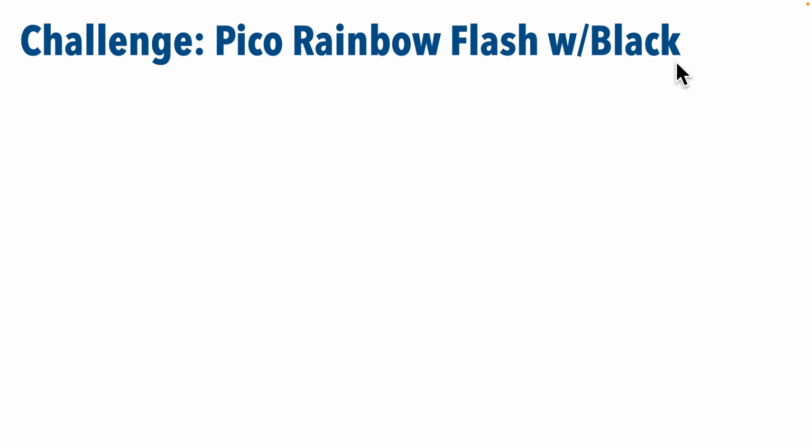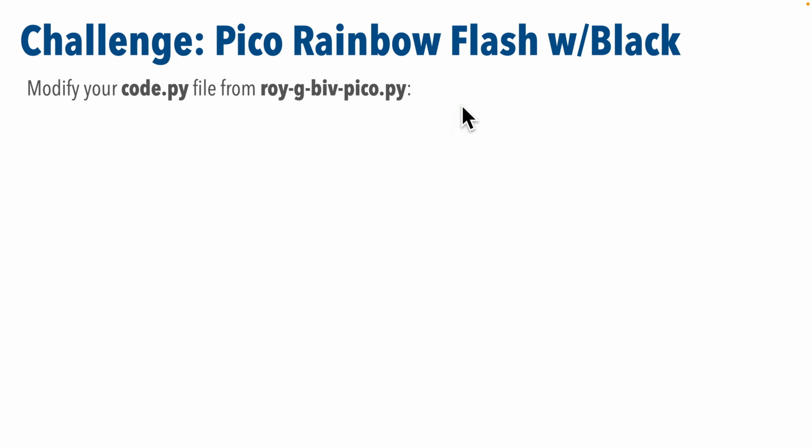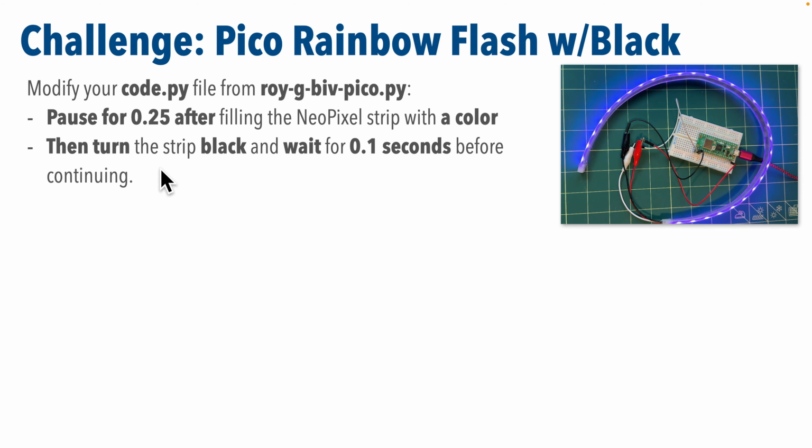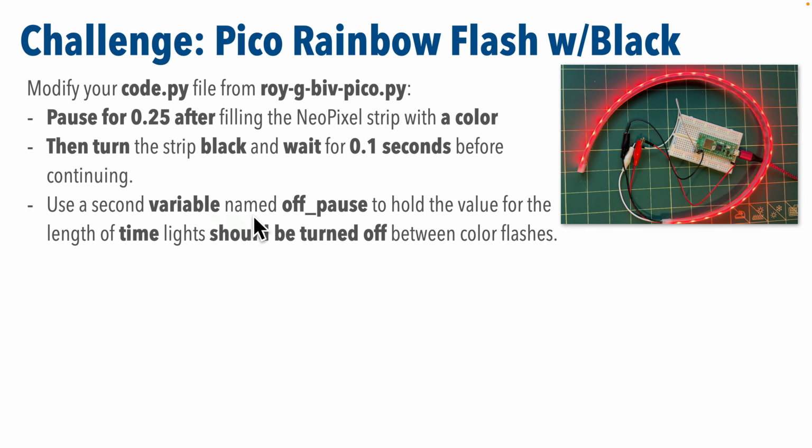So this will be the Pico Rainbow Flash with Black challenge. Modify the roy-g-biv pico.py code. You can save this code to your CircuitPython school folder first if you'd like, then change code.py so that you pause for a quarter of a second after the strip is filled with a color, then turn the strip to black and wait for 1/10 of a second before resuming to turn the colors on in the next color. So use a second variable named off_pause to hold the length of time the light should be turned off in between flashes. Initially that'll be 0.1.